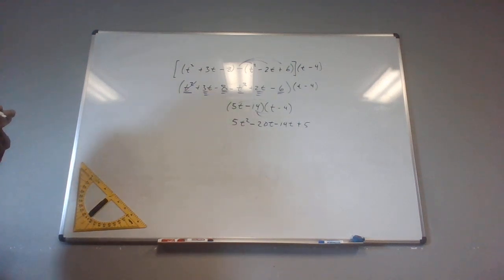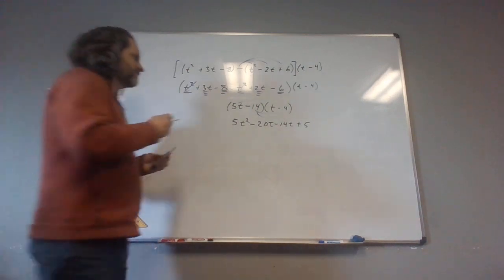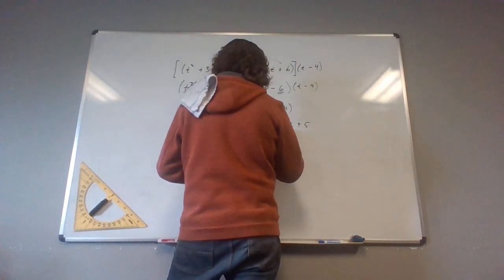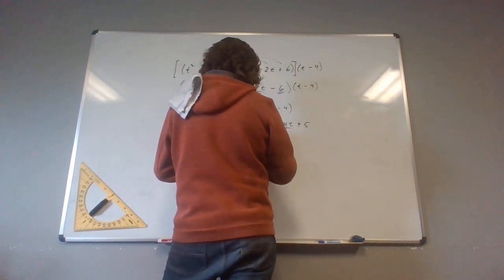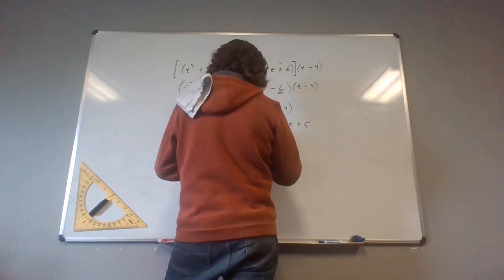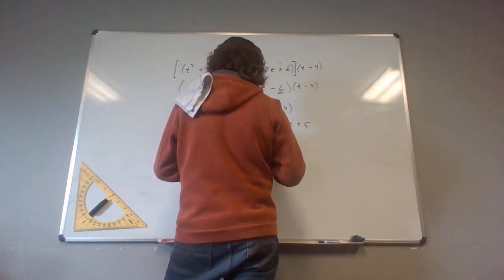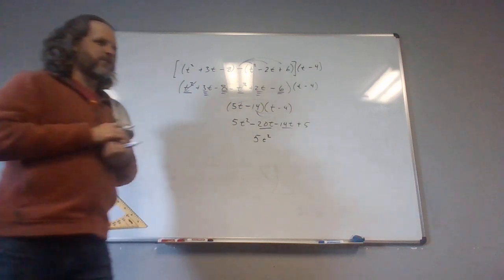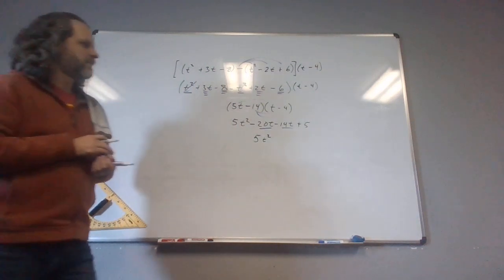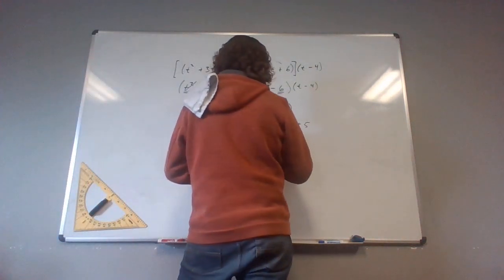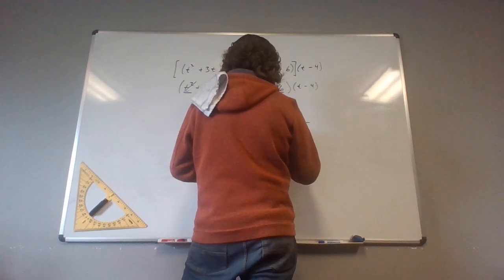Where are the like terms? Negative 20t and negative 14t. What's negative 20t minus 14t? Negative 34t. It is. You're annoying. I know.